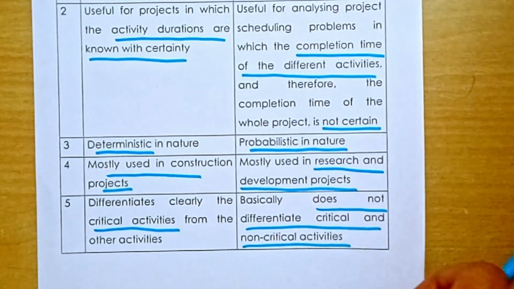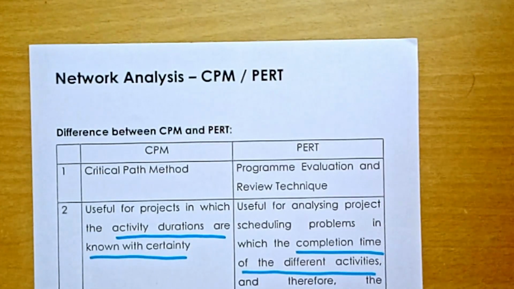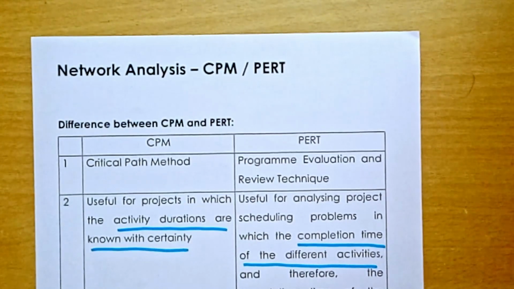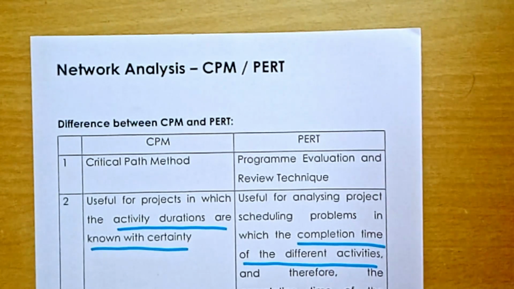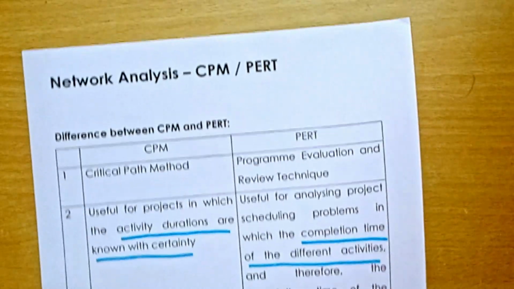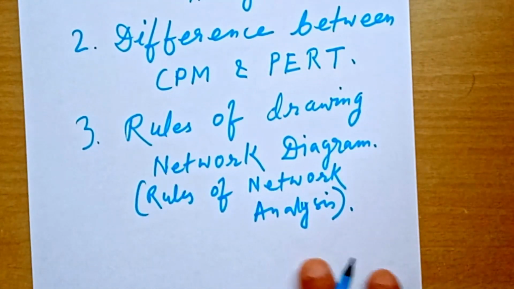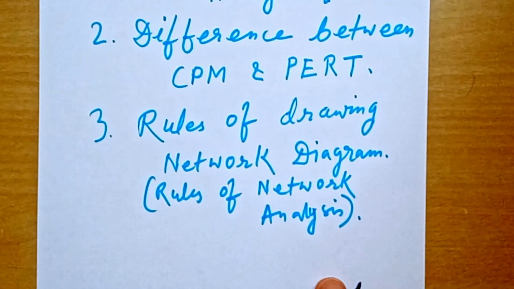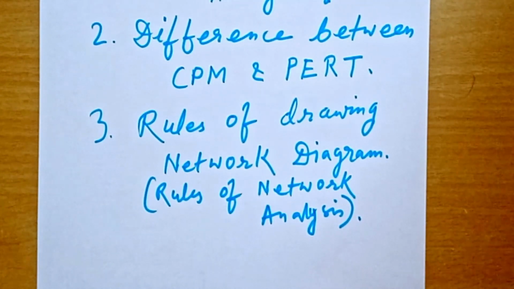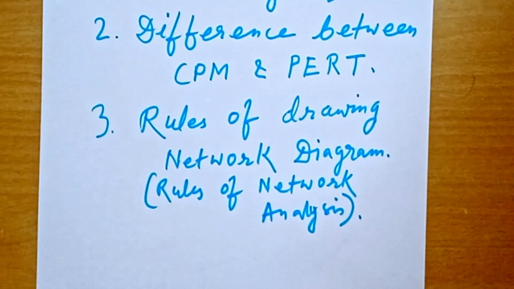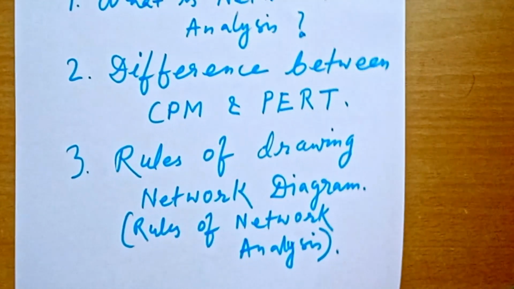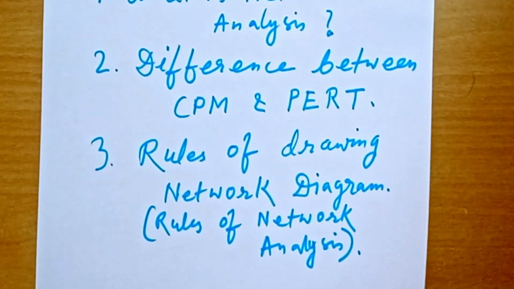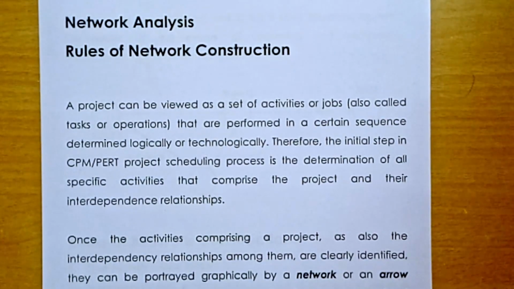So we have understood the difference between two important techniques of network analysis, CPM and PERT, critical path method and program evaluation review technique. They are the most important techniques of network analysis. Two topics, and last, the most important, which will take the longer part of our discussion, rules of drawing network diagram, or say rules of network analysis. Let us start understanding the rules of drawing network diagram. So here we go.